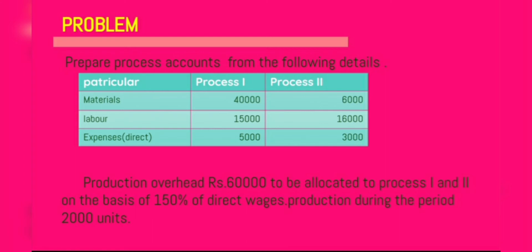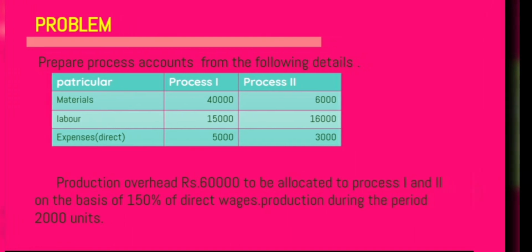Additional information: production overhead of rupees 60,000 is to be allocated to process 1 and 2 on the basis of 150% of direct wages. Therefore, the production overhead is calculated on the direct wages. Direct wages means production labor. So we have to calculate 150% of both the processes' wages, 15,000 and 16,000, and production during the period is 2,000 units. Let's find the solution.